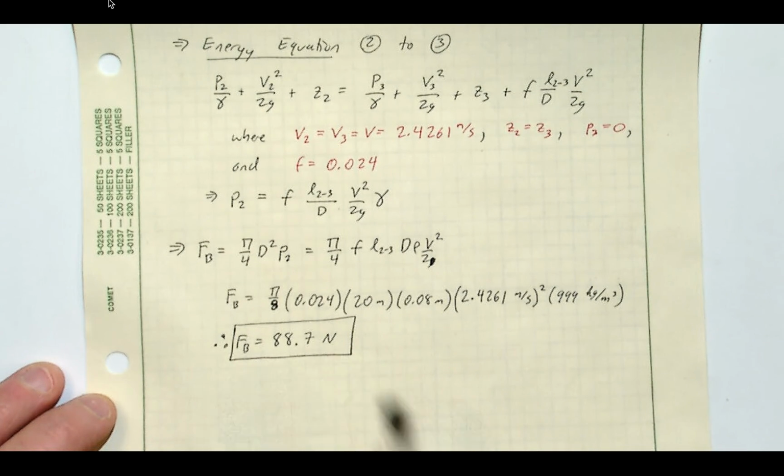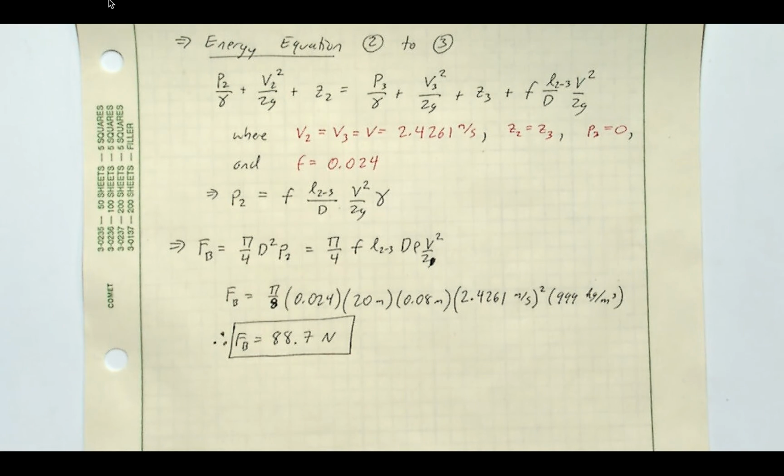we get a force in the bolts of 88.7 newtons. So that was an example where we had to iterate using the Moody diagram to relate the known quantities to get to the unknown quantity, and it required applying the energy equation between two different points twice in the problem solution.